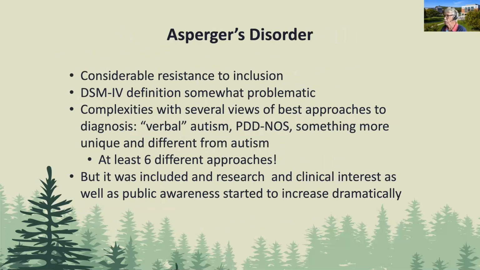There was considerable resistance, unfortunately, to the inclusion. The DSM-4 definition that was adopted was somewhat problematic. It had been changed at the last minute outside of the scope of the review committee at a much higher level. The text had been very radically changed. And there are lots of complexities about this. Research has certainly increased since the time Asperger's was first included, but the DSM-4 definition by no way settled the debate about the best approach to diagnosis.